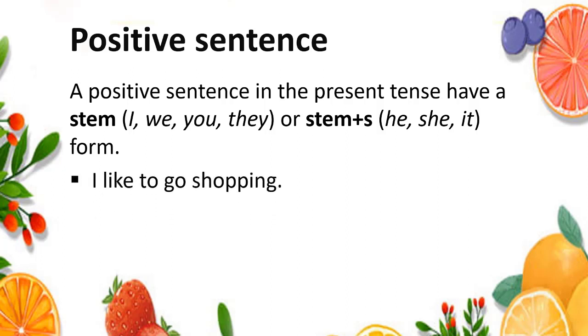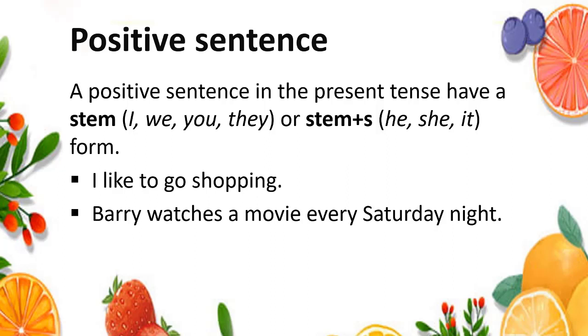For example, I like to go shopping. Here you have the stem form. Barry watches a movie every Saturday night. Here, watches. We need to pay attention to this spelling: we add not just S, but ES, watches. And it also occurs with other stems which end with this sound, like buzz, buzzes; case, cases; watch, watches; judge, judges. So we add ES if the word ends with this sound.